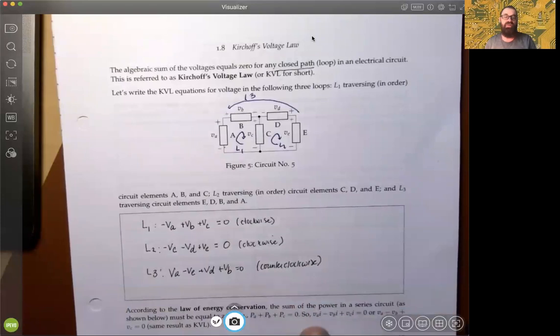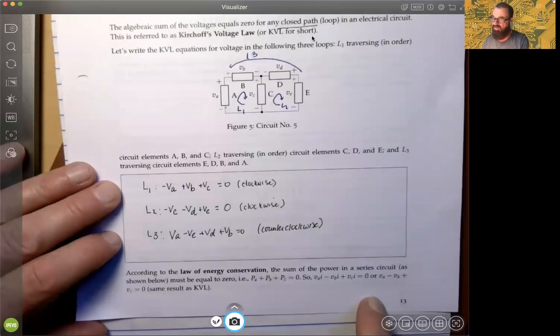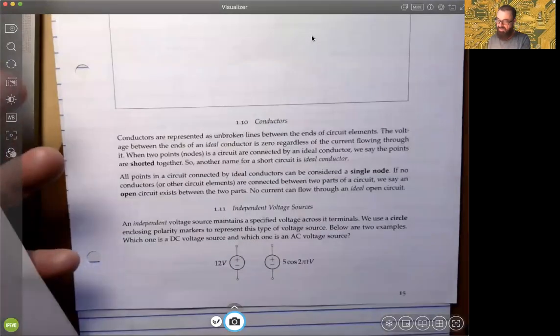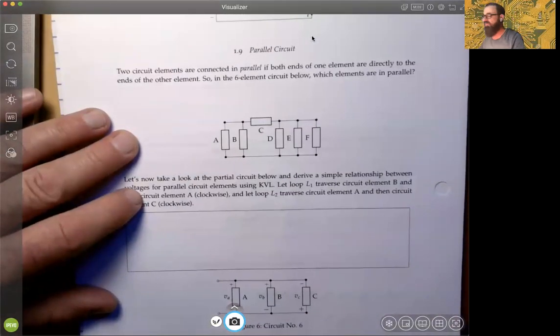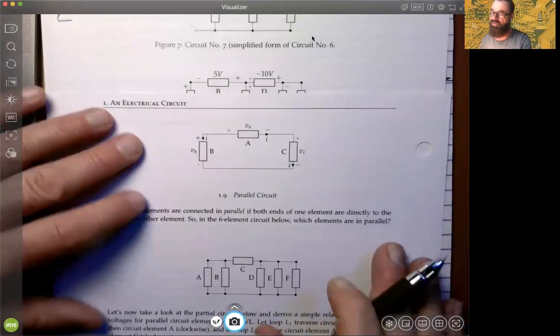Okay. Now, according to the law of energy conservation, the sum of the power in a series, as we're going to show, must equal 0. So the power from a conservation of energy standpoint must be 0. All right. So we'll look at the example and then look at these equations again. Okay. So we're flipping over to page 14. And on page 14, we have this circuit up here.